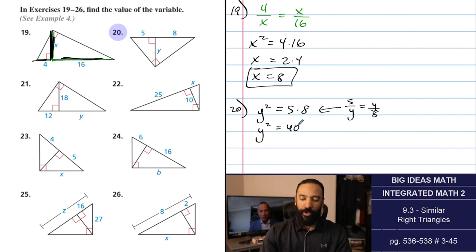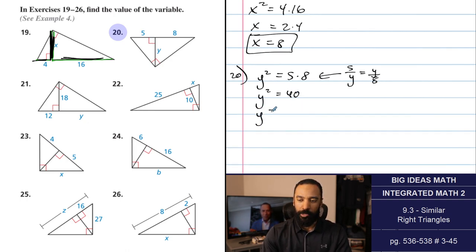It gives you y squared is 40. I'll just go ahead and get that multiplied. The number's small enough. And the square root of 40 is 2 root 10, root 4 times root 10. And that is y's value.